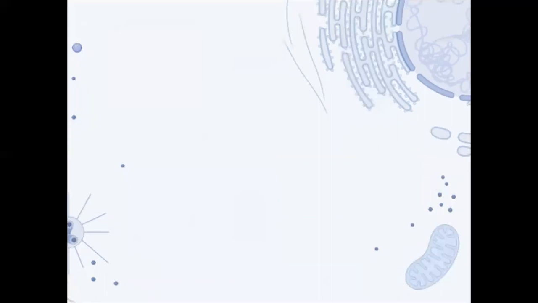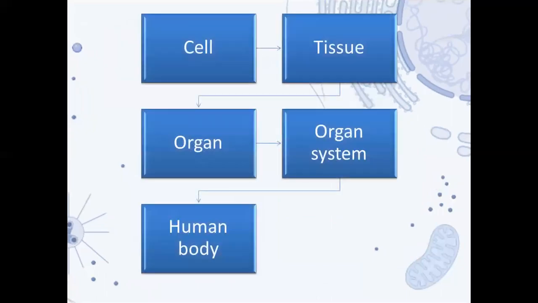Let us have a look at this flow chart, which says that cells come together and make tissues. These tissues come together and make organs. These organs like heart, brain, etc., performing specific tasks come together and make the 12 organ systems of our body. These 12 organ systems come together and make a whole human body. To learn more about these 12 organ systems, do have a look at the description box.